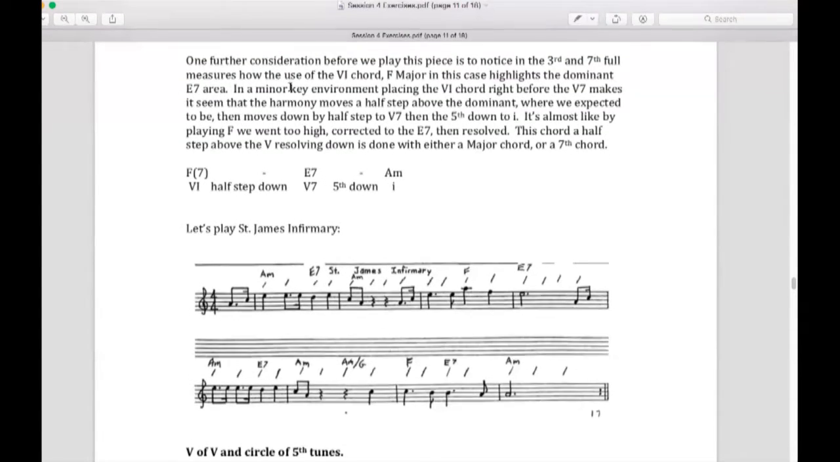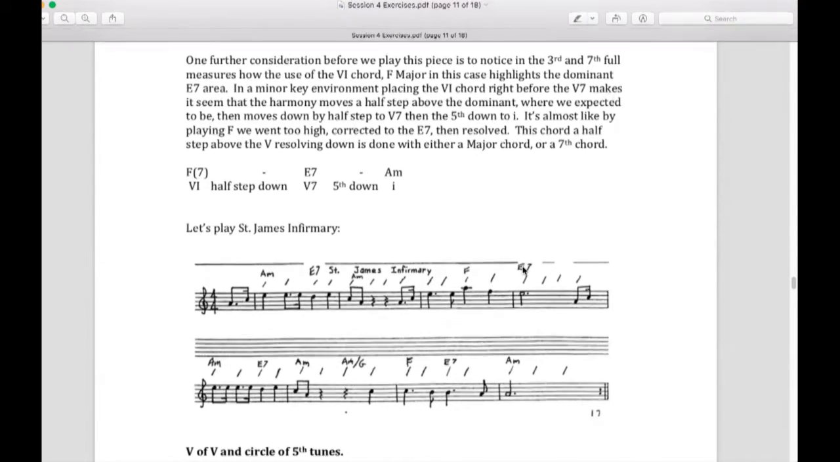In this minor key environment, placing the 6 chord right before the 5/7 makes it seem like the harmony moves up a half step above 5 and then comes down to 5 and then goes to 1. It's almost like by playing F, we went too high. We went past the dominant chord, and it's really tense. Because not only did we go to 5, but we went to 6. We went 1 more. Then we came crashing down to 5 and then to 1.